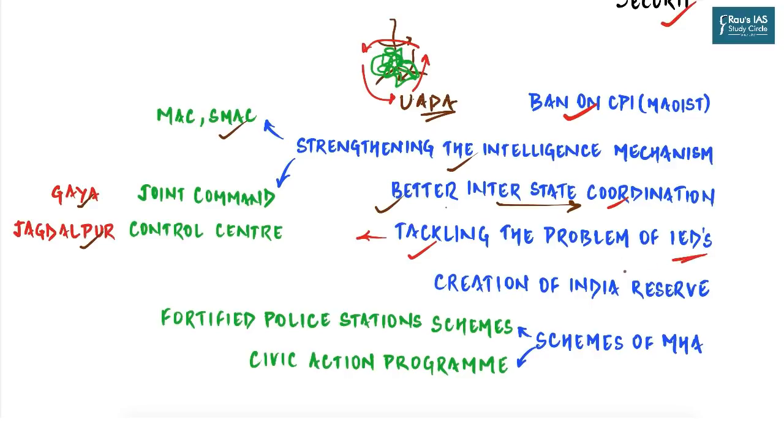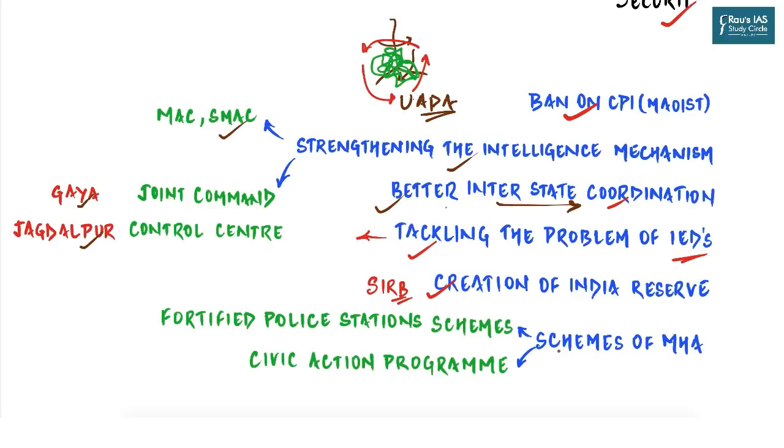And for this purpose, regular training programs are conducted by MHA. Then MHA has created the India Reserve or Specialized India Reserve Battalion, acronymed as SIRB. The LWE affected states have been sanctioned India Reserve Battalions mainly to strengthen the security apparatus at their level and also to enable the states to provide gainful employment to youth, particularly in LWE affected areas.